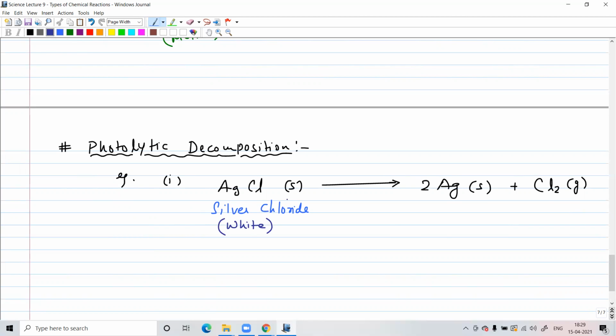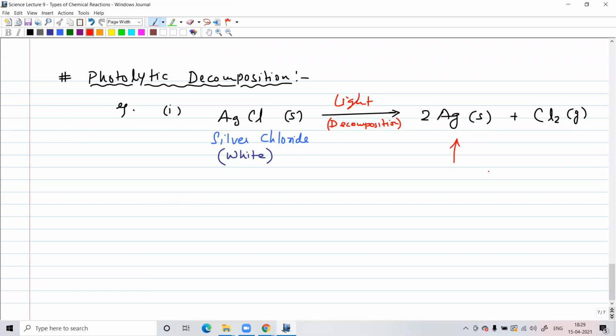Silver chloride, solid. We can use light to decompose it. When you throw light on it, it goes through a decomposition reaction and it gives you pure silver. So let's say we have some silver chloride ore. We can purify it, get the pure silver using this photolytic decomposition. Gas will be evolved, it will not be there anymore. We'll get the solid silver. Does it look like a good application of this decomposition reaction? We get silver metal from silver chloride.